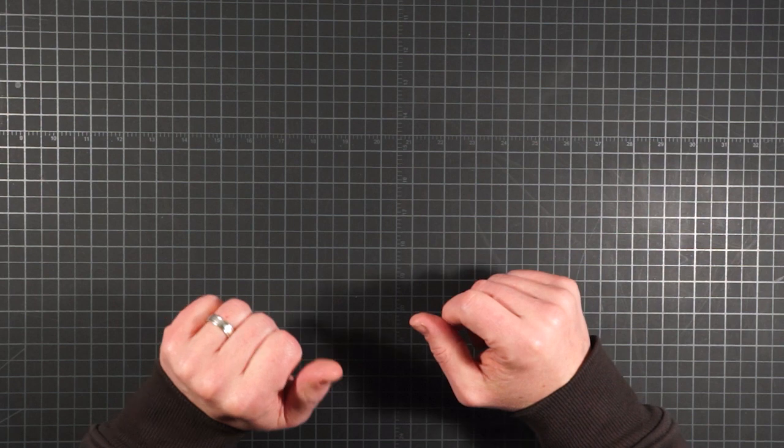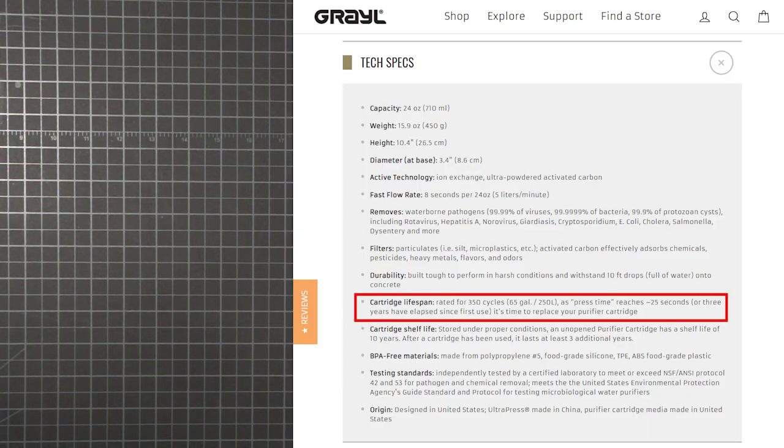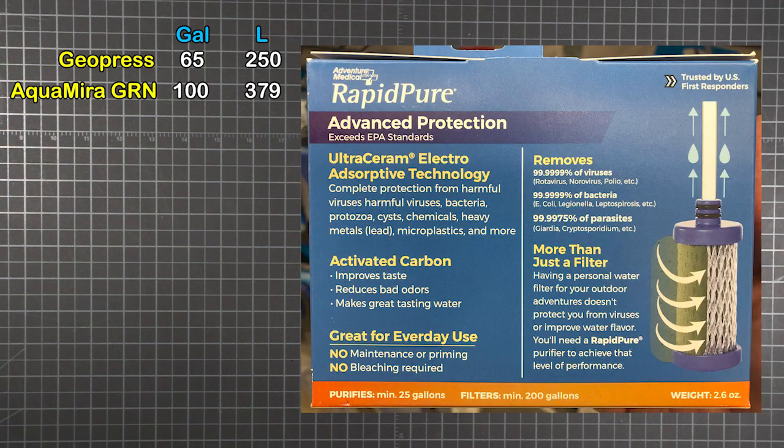So, in ascending order, the Grayl Geopress has a cartridge lifespan of 350 cycles at 24 ounces of water per cycle, and that's 8,400 ounces, which checks out roughly with their reported 65 gallons. The Aquamira Green Line can push through 100 gallons, while Adventure Medical's Rapid Pure filters for 200 gallons. And note that there's a purifier lifespan of 25 gallons, but that's for viruses, and more on that in a future video.